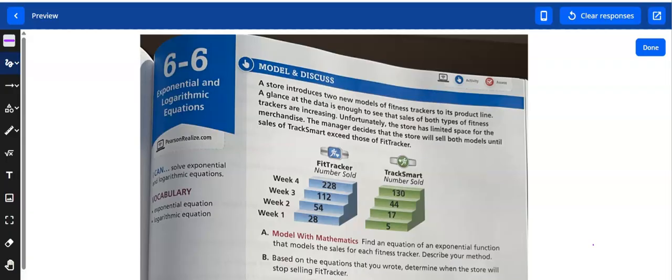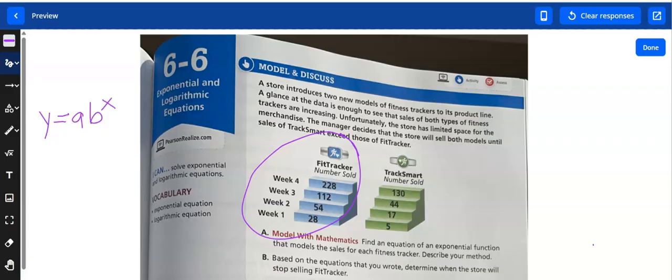Find an equation of an exponential model that models the sales for each fitness tracker. This would be kind of a review item, wouldn't it be? How many points did we need to come up with the equation y equals ab to the x? How many points? I heard you. Say it louder. We needed 2. You get to pick your coordinates.